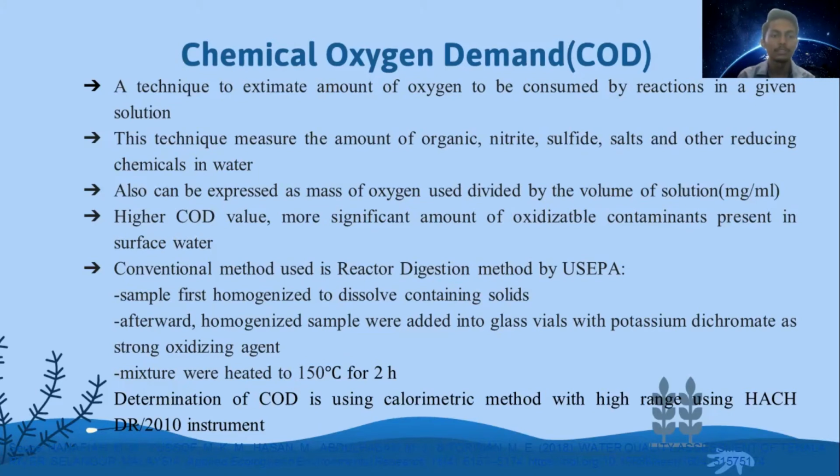The sample is first homogenized to dissolve the contained solids. Afterward, the homogenized sample was added into a glass vial with potassium dichromate as a strong oxidizing agent. The mixture was then heated to 150 degrees Celsius for 2 hours, and the determination of the chemical oxygen demand uses the colorimetric method with a high range on the DR/2010 instrument.